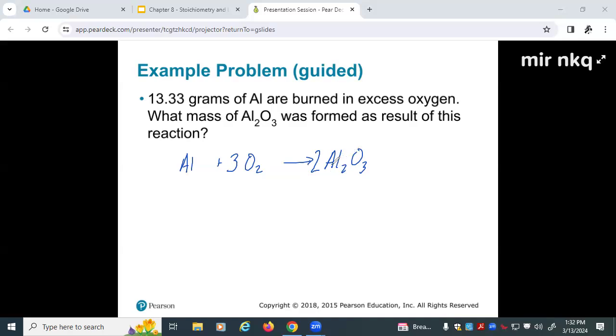Now all that's left is to balance the aluminum. There are 2 times 2, 4 aluminums here. So 4 aluminum would be there. So we've got the equation balanced.